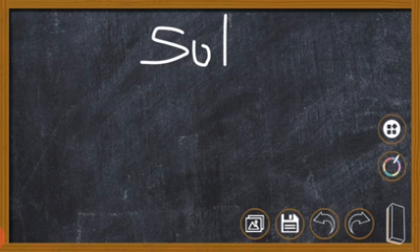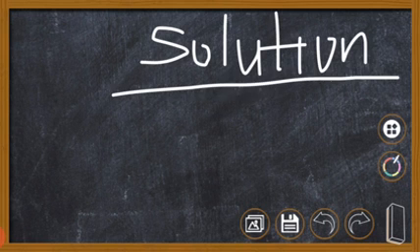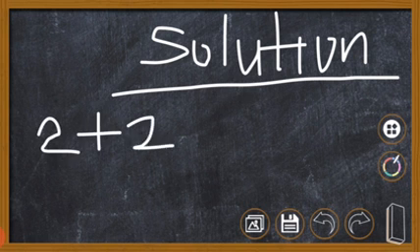Is that clear? So the first thing you do is write your solution. Good. Now, as Torchbearers pupils, you're supposed to leave one line after this. Then write the question again: 2 plus 2. Good.